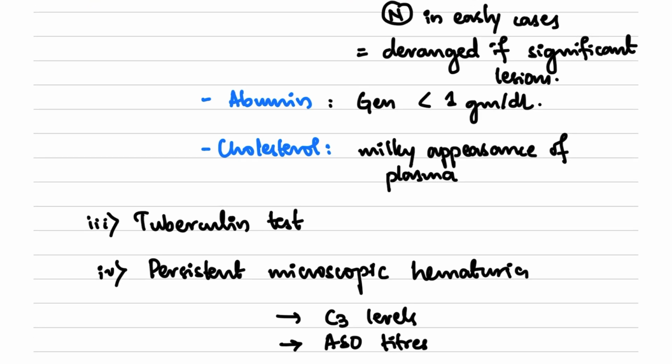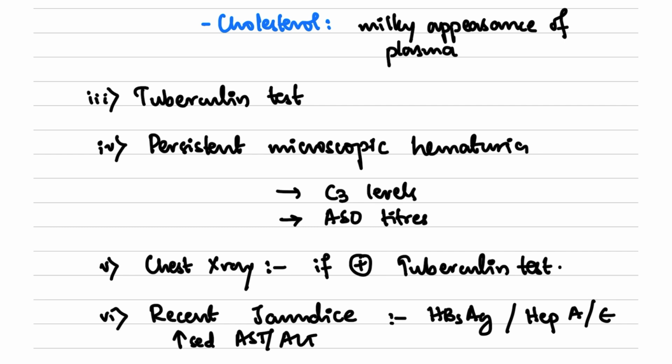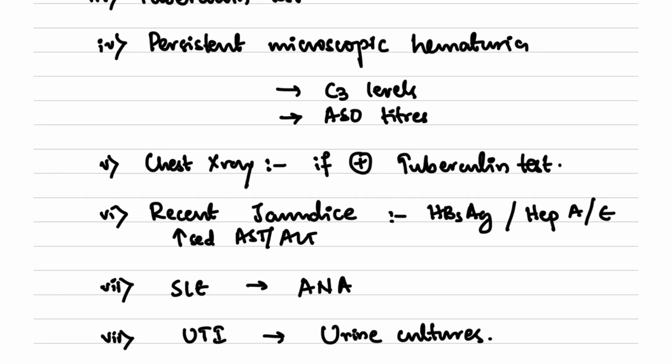We can order a tuberculin test if we are suspecting the cause is tuberculosis. If the patient has persistent microscopic hematuria, we can order complement 3 levels. They will generally be reduced in the plasma if they are depositing in the glomerulus. We can also order ASO titers if we are suspecting PSGN. We can order an X-ray if the tuberculin test is positive, and if the patient has a recent history of jaundice as well as elevated AST and ALT levels, we can order hepatitis panels, HBsAg, hepatitis A and hepatitis E. If we are suspecting secondary causes such as SLE, we can order anti-nuclear antibodies. And if we are suspecting UTI, you can order urine culture as well.